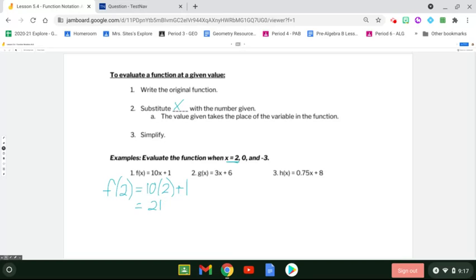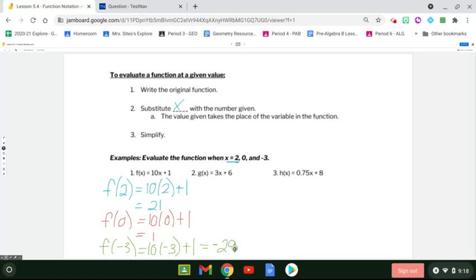Okay, I'll do the next one, f of 0. So 10, replace x with 0. So 10 times 0, 0, 0 plus 1 is 1. All right, and the last one, we'll do f of negative 3. So 10 times negative 3 plus 1. So let's see, 10 times negative 3 is negative 30. Negative 30 plus 1 will equal negative 29.